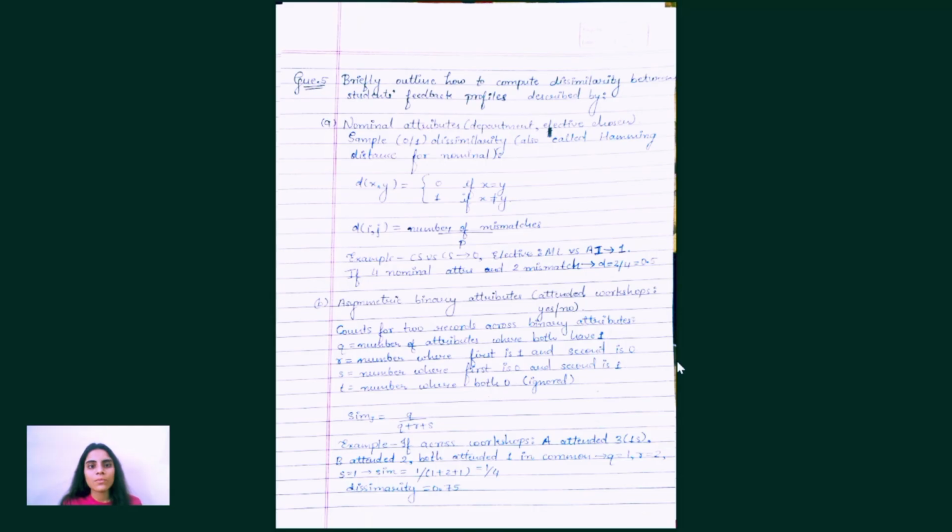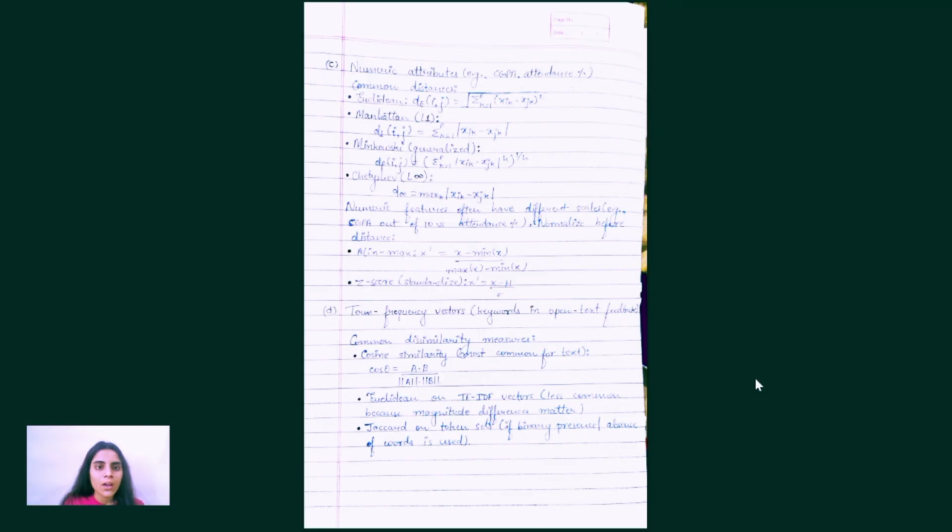After it, question number 5 is: briefly outline how to compute dissimilarity between student feedback profiles described by nominal attributes and asymmetric binary attributes. You can see here is the formula of d(i,j), the distance for nominal. So we can use this formula and calculate this. After it, asymmetric binary attributes. This we can also find by this calculation.